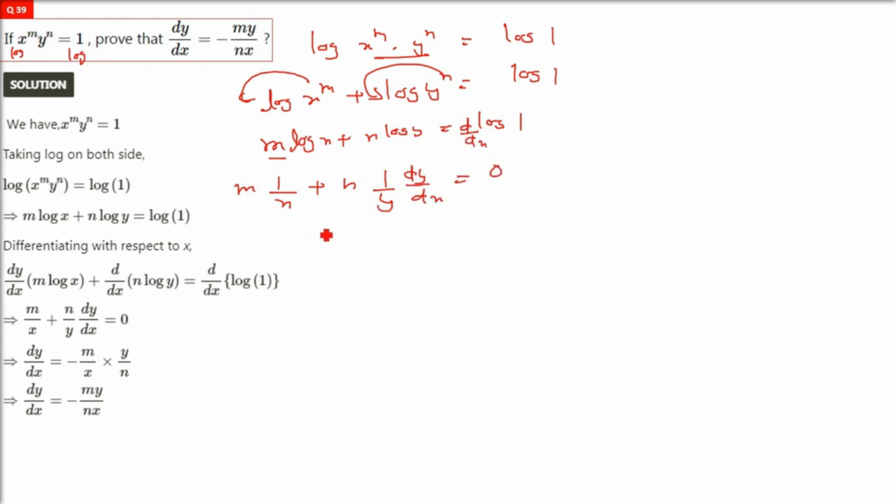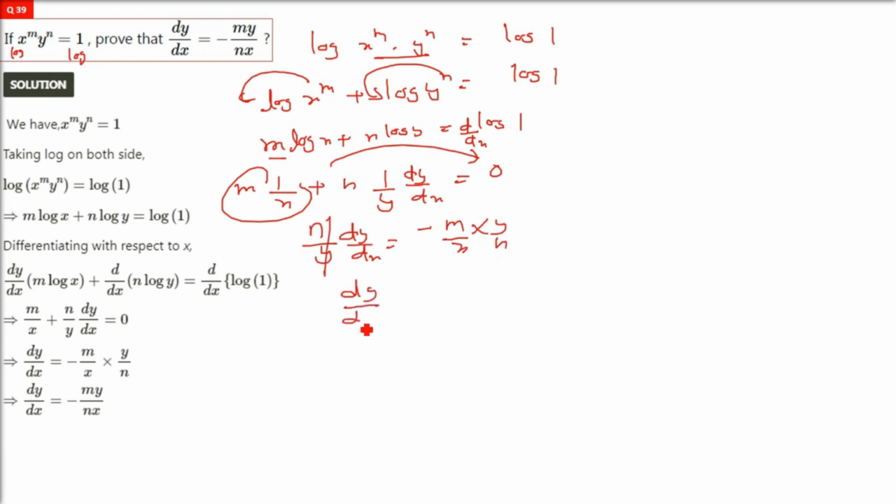dy by dx on one side, other things on the other side. So we have n by y dy by dx equals, this goes on the right hand side, negative m by x. Now y goes up, n goes down, and this dy by dx is going to be equal to minus m by n, y by x. Alright.